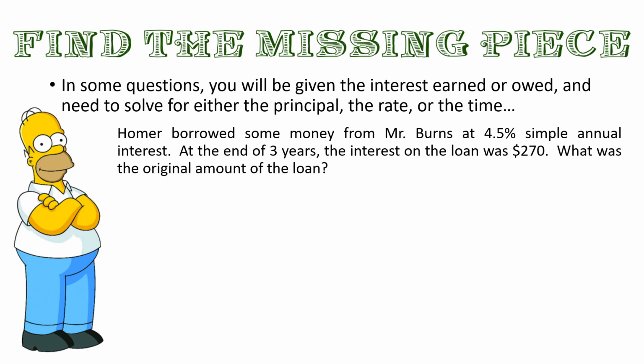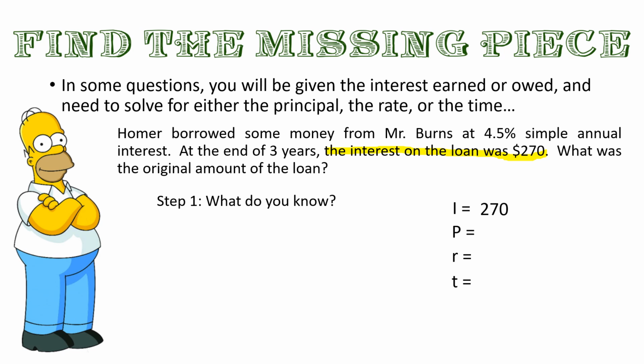So always in these questions, you need to do step 1, what do I know? So the 4 pieces that you can know are the I, or the interest, the P, the principal, the R, the rate, and the T, the time. So we need to go back to this question and see, what do we know? Well, I know the interest. It tells me right here. The interest on the loan was $270. So I know that my interest, or my I, is going to be represented by 270.